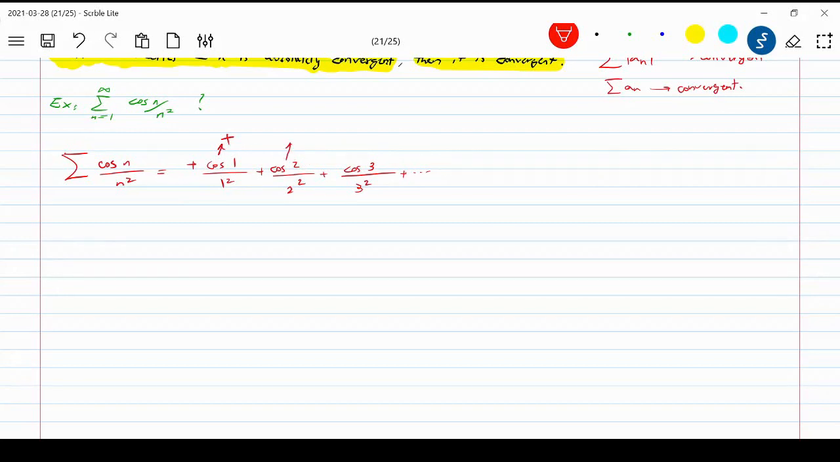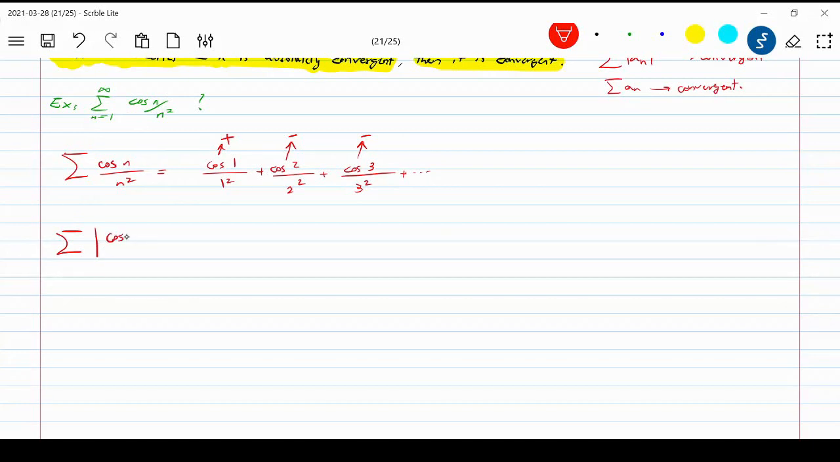It turns out that cosine of 2 is negative, and cosine of 3 is also a negative number. So what you have is some positive, some negative numbers. It's definitely not alternating, but sometimes you have positive, sometimes negative numbers. And then you want to figure out, is this really absolutely convergent or not, or is it convergent by itself? You can test for absolute convergence first.